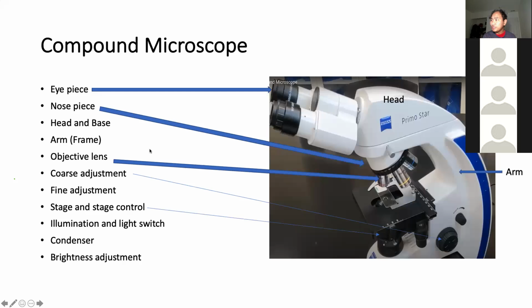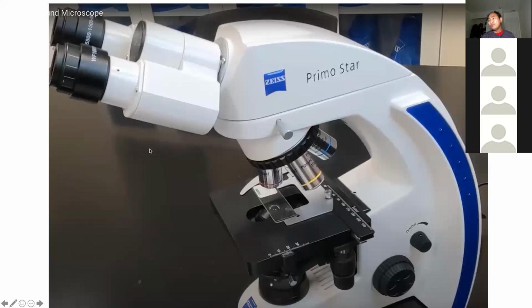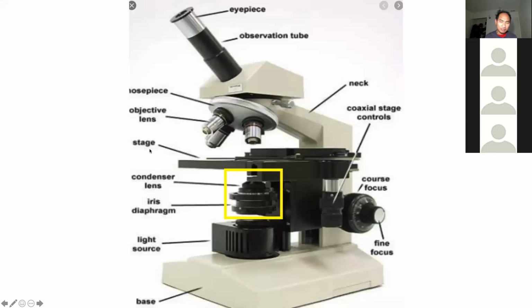There are different portions of the microscope which we need to be familiar with so that we have good communication between each other. When you are holding a microscope and moving around the lab, we need to hold it from the neck and support it from the base. That's the way we carry it around.